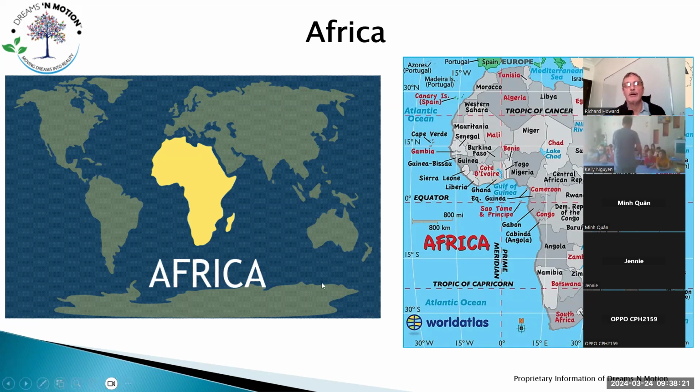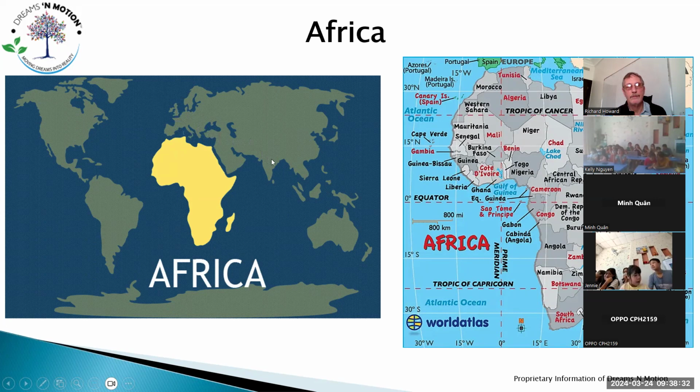So you can see here on the map, this yellow is Africa, and this area here is Europe, and then you guys live over here, right? And Vietnam is over in this area here. This is Russia, this is China, this is Vietnam, and Australia. And then my country is over here in the United States.